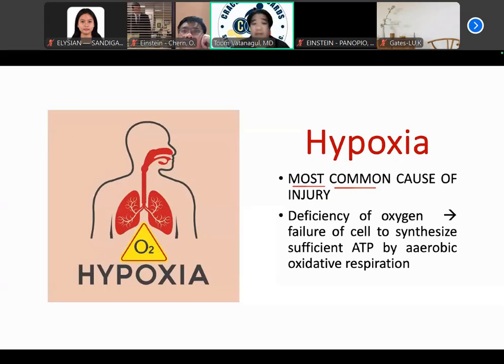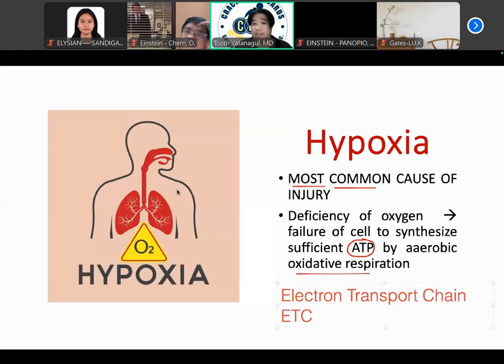Okay? Now, what I want you to remember is hypoxia is simply defined as the deficiency of oxygen. Okay? And what I want everyone to remember is that when there is a deficiency of oxygen, the cell will fail to produce ATP, which is the required energy currency. And this is derived from a process known as aerobic oxidative respiration, or in biochemistry, what we call the electron transport chain, or the ETC.